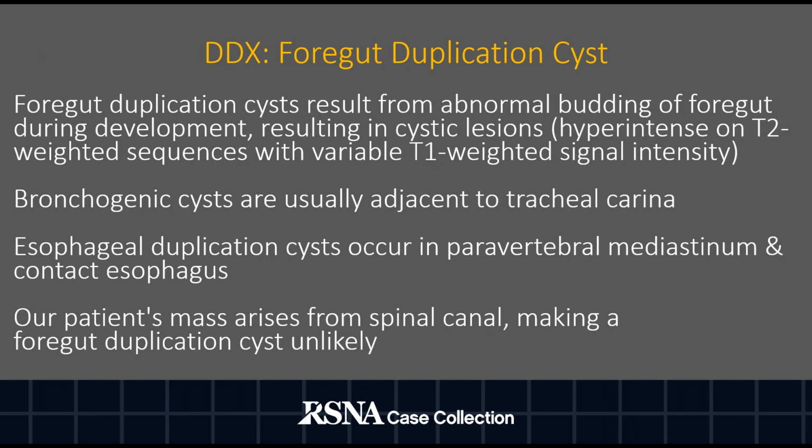Our main differential diagnosis is a foregut duplication cyst. Foregut duplication cysts result from abnormal budding of the foregut during development, resulting in cystic lesions which are hyperintense on T2 weighted sequences with variable T1 weighted signal intensity. Bronchogenic cysts are usually adjacent to the tracheal carina, while esophageal duplication cysts occur in the perivertebral mediastinum and contact the esophagus. Our patient's mass arises from the spinal canal, making a foregut duplication cyst unlikely.